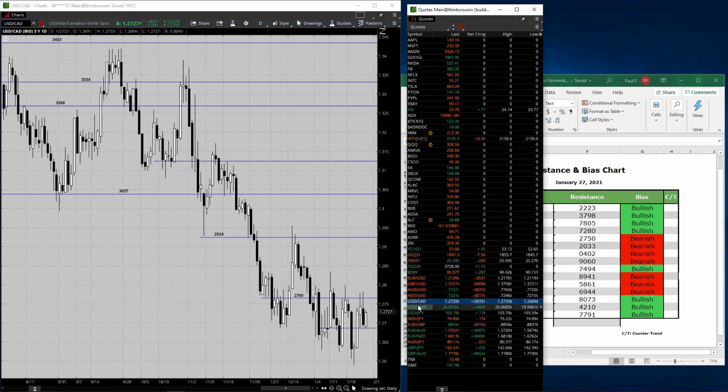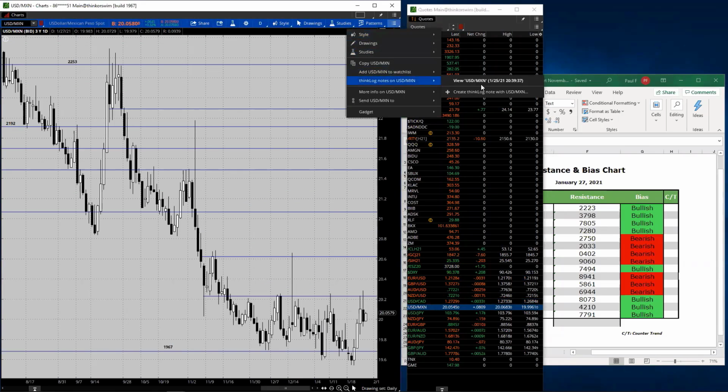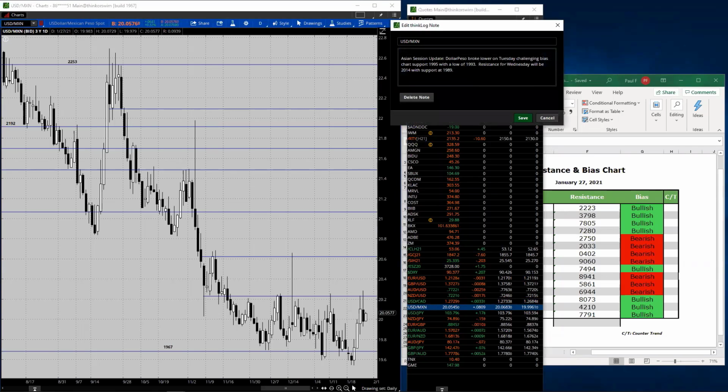On to the dollar peso. The dollar peso broke lower on Tuesday, challenging the buy chart support of 1995 with a low of 1993. Resistance for Wednesday will be 2014 with support at 1989.